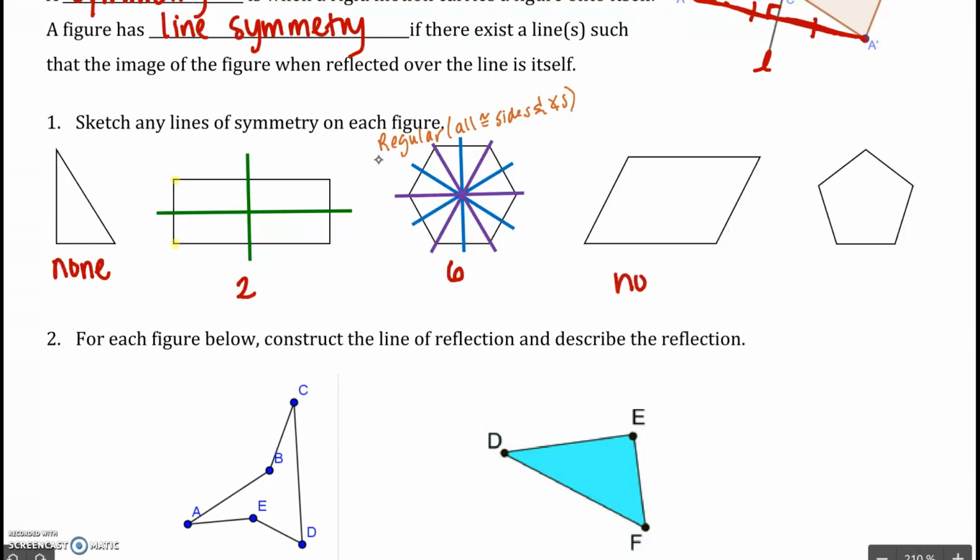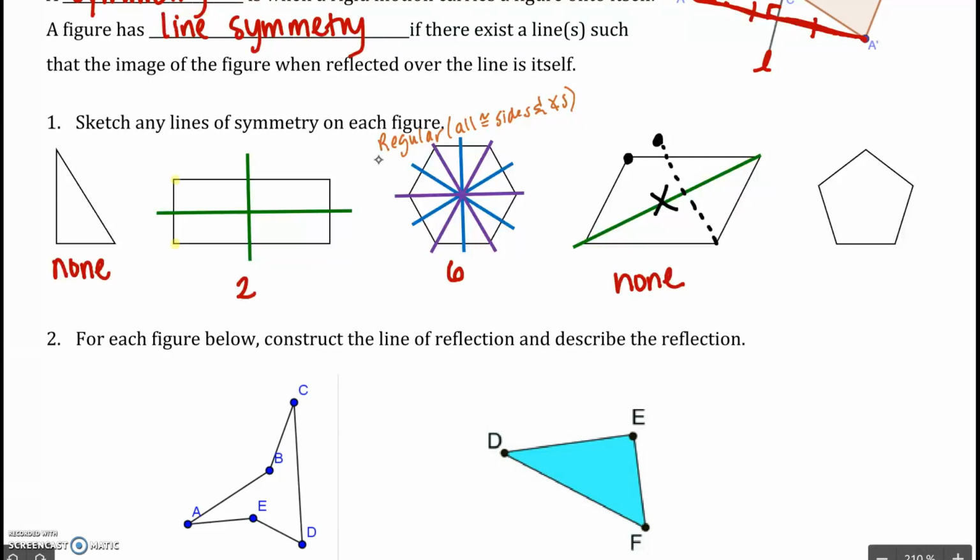There are none on this parallelogram. A lot of people think that the diagonal would work, but if I draw that diagonal in there and try to fold this corner across that line, it wouldn't land perfectly on the other corner. It would land next to it.